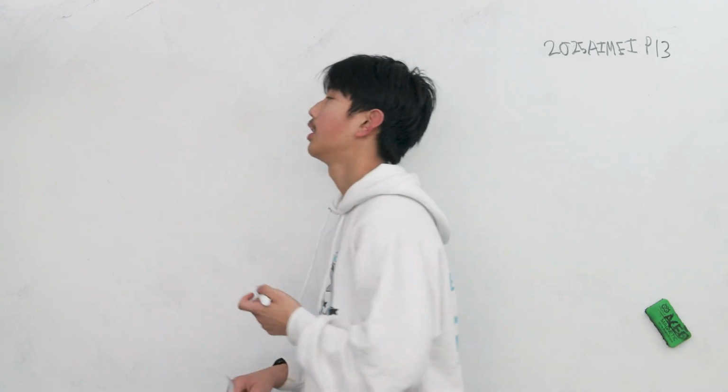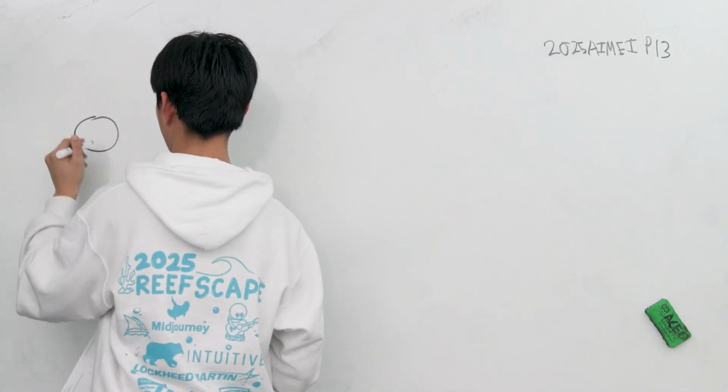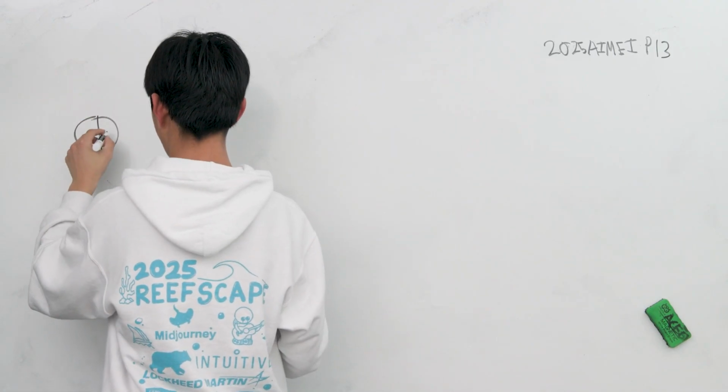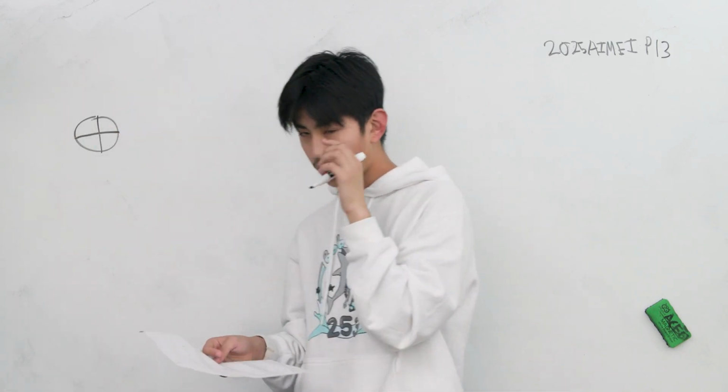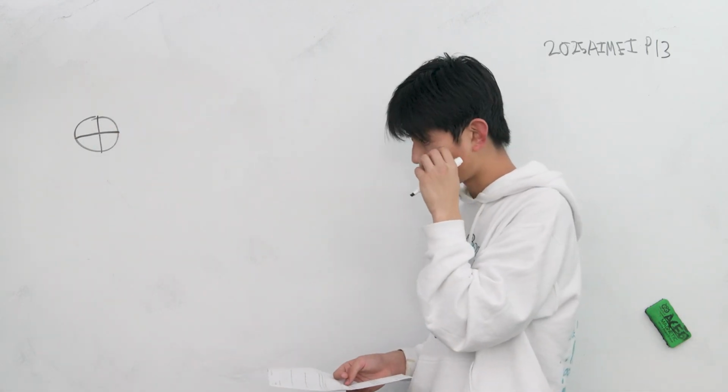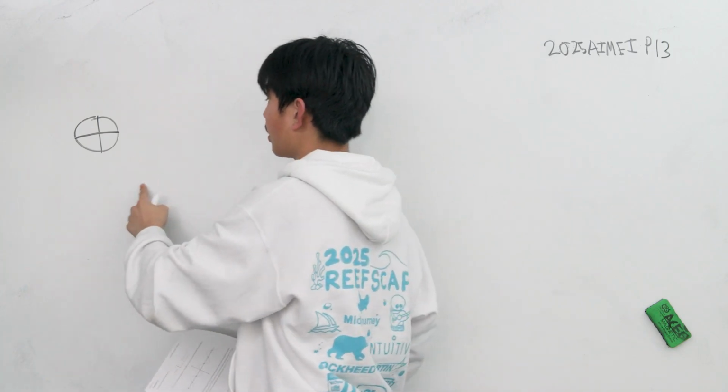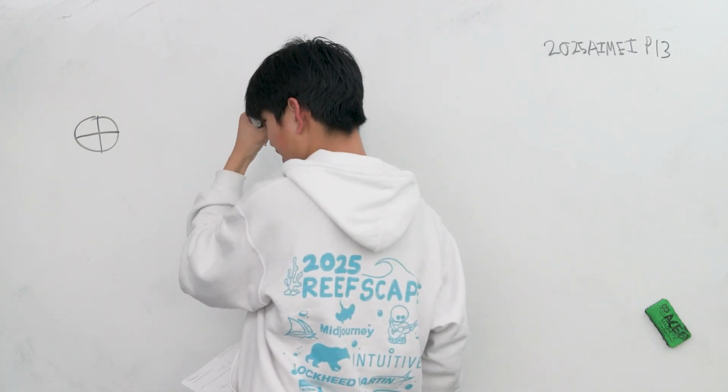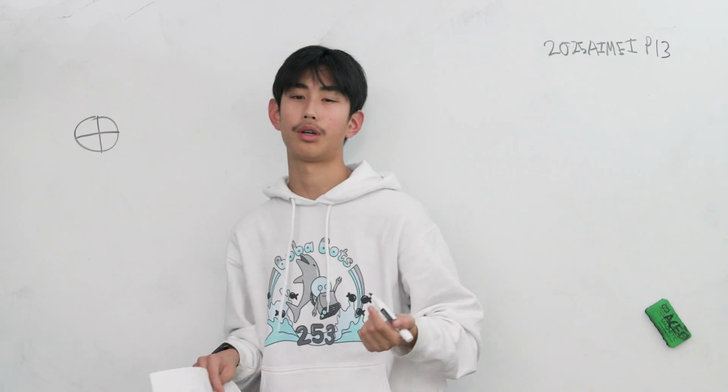So, we have a disk, right? Let's just do a circle. And then we have a horizontal diameter and a vertical diameter. Now, note that there is an intersection. There's one intersection because it's the center. So these 2 diameters intersect and make 1.